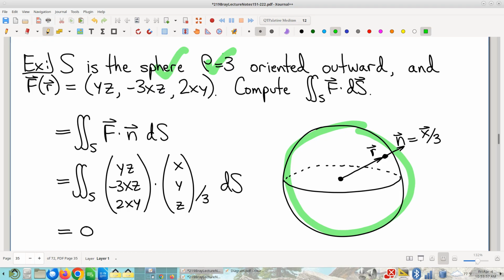Well, I've got to take my parameterization, full of sines and cosines. I've got to take partials. Okay? I've got to do a cross product. It's going to get a little hairy. Not that it can't be done, but it's not a good way to solve this problem, at least if there's a better option.